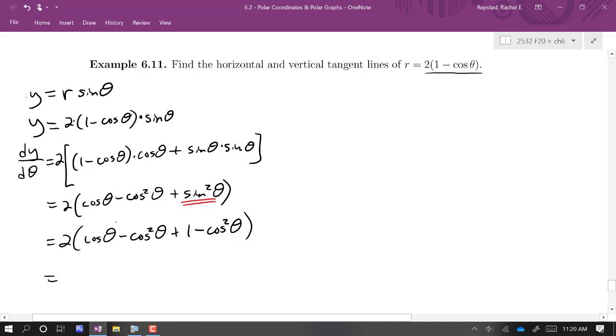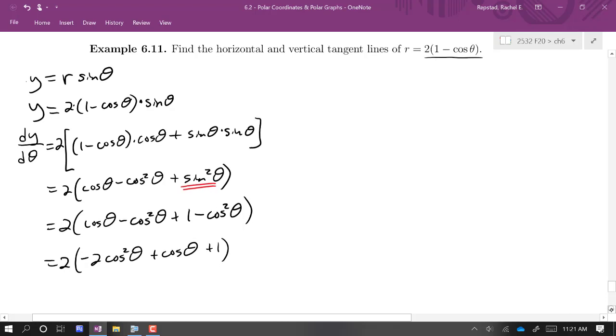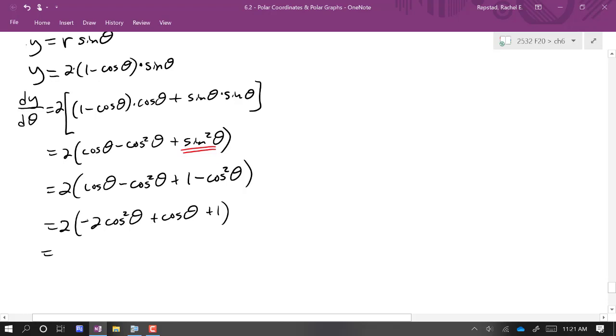And let's see, what do we have? 2 times, I guess we have a minus 2 cosine squared theta plus cosine theta plus 1. I'm going to take out a -1 factor out of here. So I get a minus 2 times 2 cosine squared theta minus cosine theta minus 1. I'm doing that because I like seeing quadratics that have a positive leading coefficient. I just find that convenient.